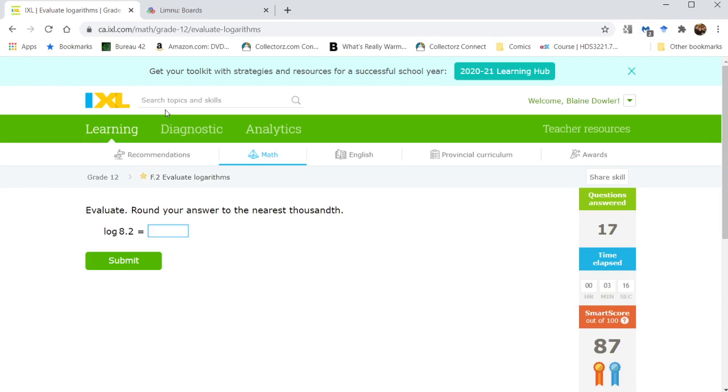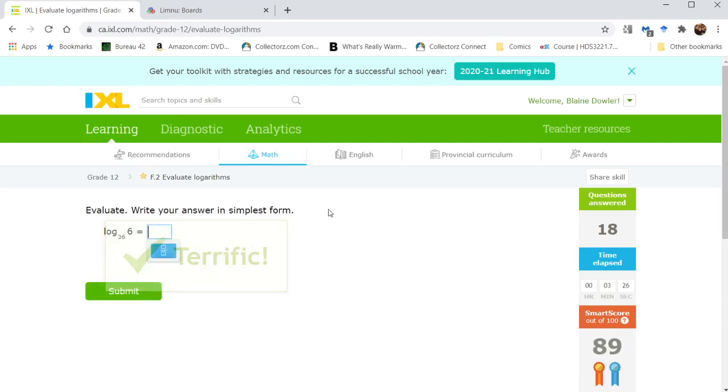Here, we go back to the calculator. As a clear sign that we are going to use the calculator, we see that it tells us to answer to the nearest thousandth. If it just says answer in simplest form, as it does here, in that case, we are going to be able to give a rational answer.